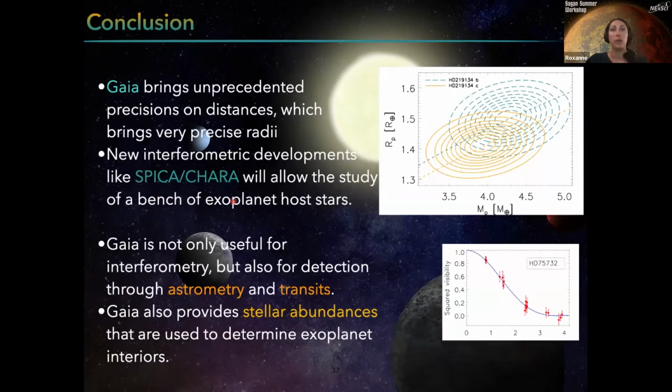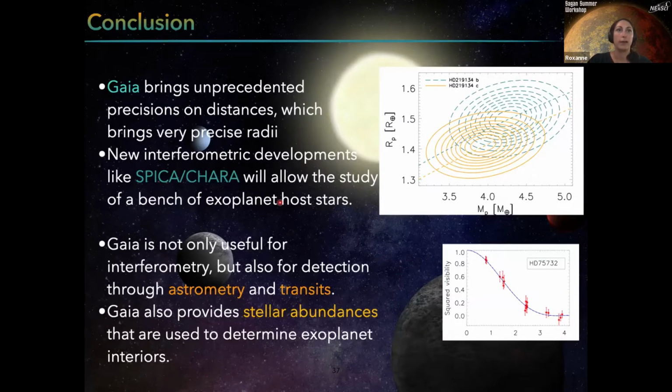And it will combine the 6 telescopes of the array. And the goal is to make a survey of 1,000 stars. Among them, there is, of course, a big part which is dedicated to exoplanet host stars.